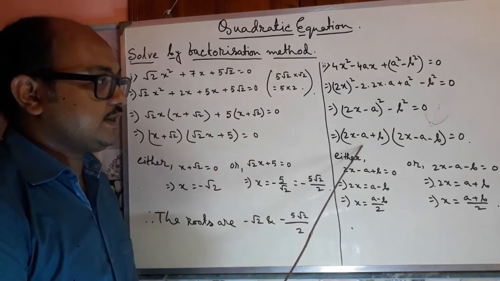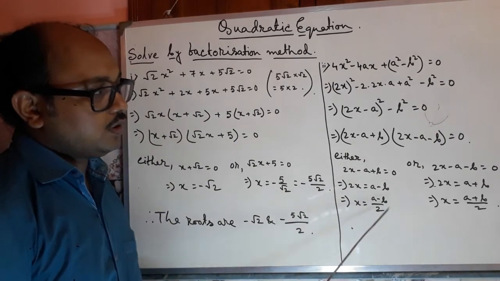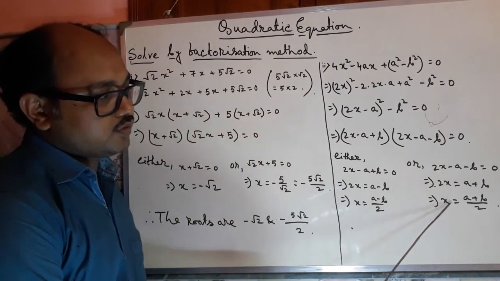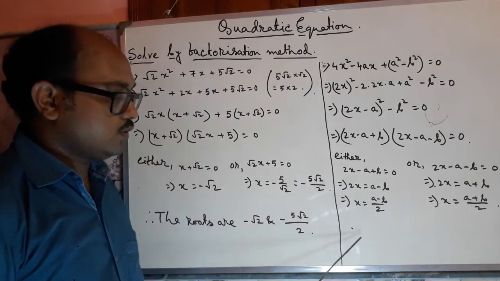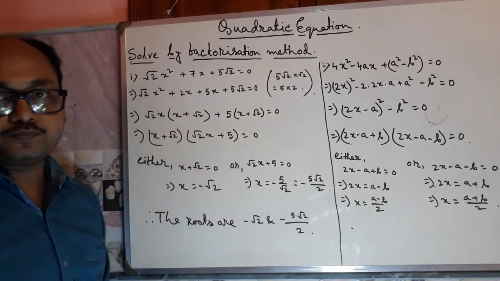So either this term is equal to 0, from that we will get x = (a − b)/2, or this term is equal to 0, from that we will get x = (a + b)/2. So the two roots are, therefore, the roots are (a − b)/2 and (a + b)/2.